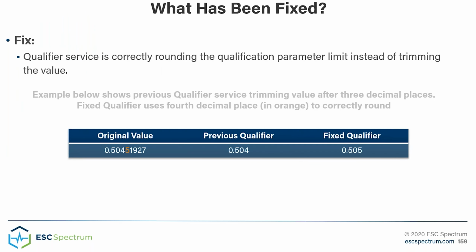So for example, the original value is on the left. You have 0.5045197. Previously, the qualifier service would chop it off right there between the 4 and the 5, whereas what it should have done was round that 4 and 5. So it should have been 0.505 rather than 0.504.